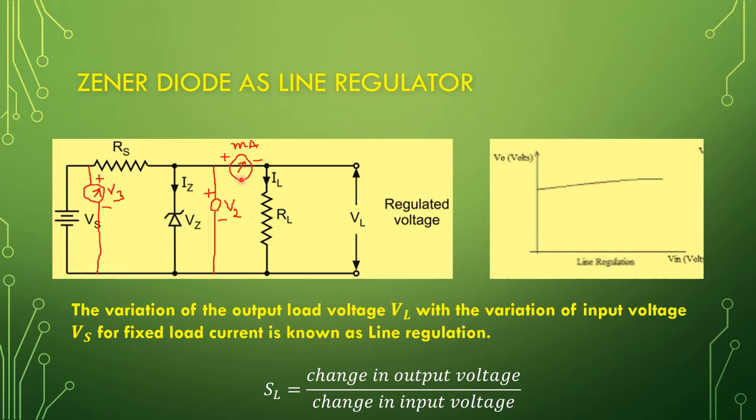So how should the practical be done? First, to study the line regulation, set the input voltage Vs to a suitable low value. What is the range of this value? That is 1.5 Vz.